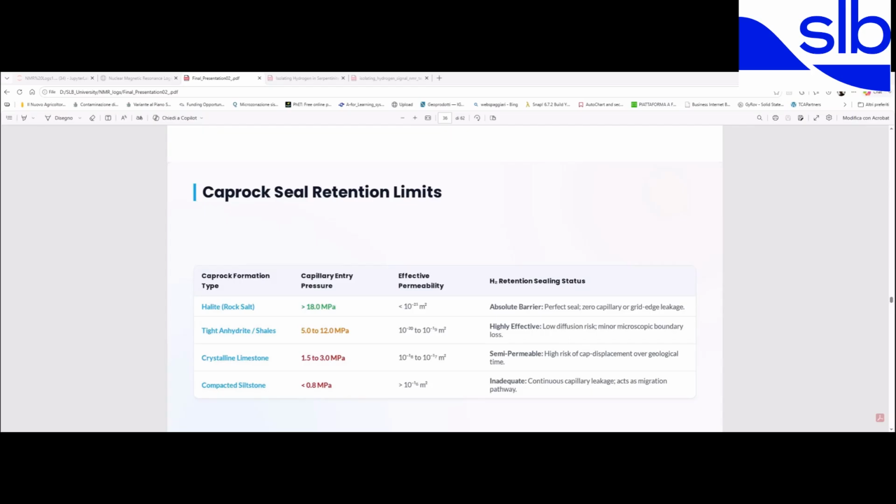For crystalline limestone, you have 1 to 30 megapascal: semi-permeable, with high risk of cap displacement over geological time. For compacted siltstone, you have 0 to 1.8 megapascal: inadequate, with continuous rapid capillary leakage acting as a migration pathway. So with limestone, both crystalline and compacted, you have the possibility of displacement or migration over geological time. It's clear that when the capillary pressure goes under 5 megapascal in cap rocks, you can have migration.